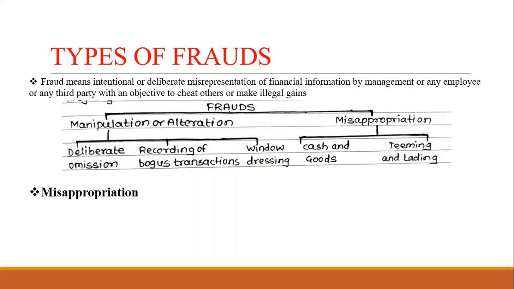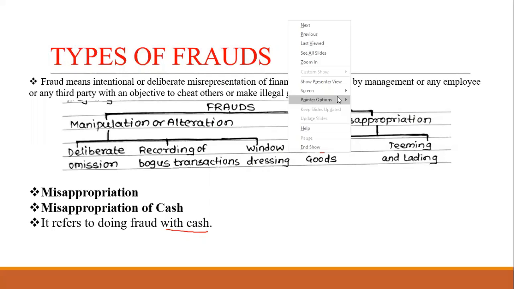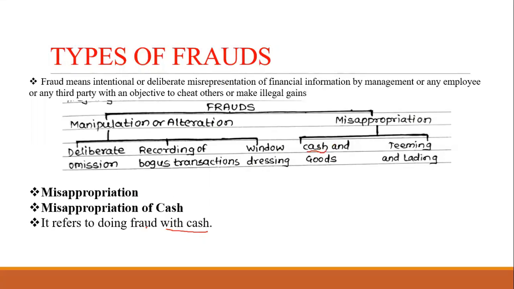So now we come to misappropriations. Under misappropriation, first is misappropriation of cash. The word misappropriation means something which is not correctly done. Let's say you got money, you either didn't record it or you recorded less or you completely omitted it. That is called misappropriation of cash. It refers to doing fraud with cash. When you indulge in illegal activity relating to cash, then it is called misappropriation or fraud with cash.